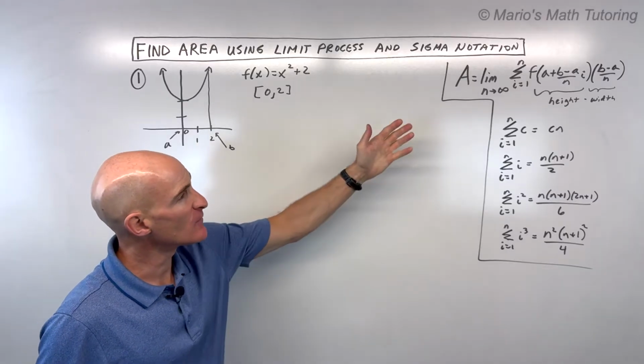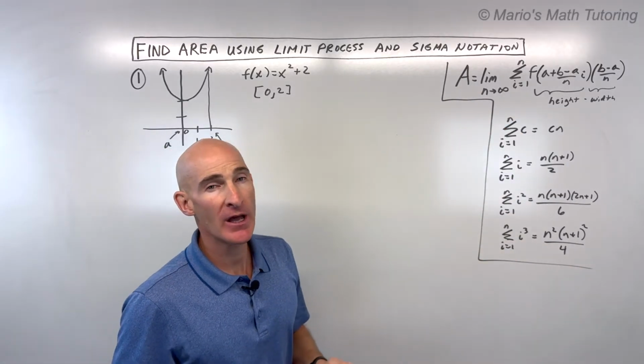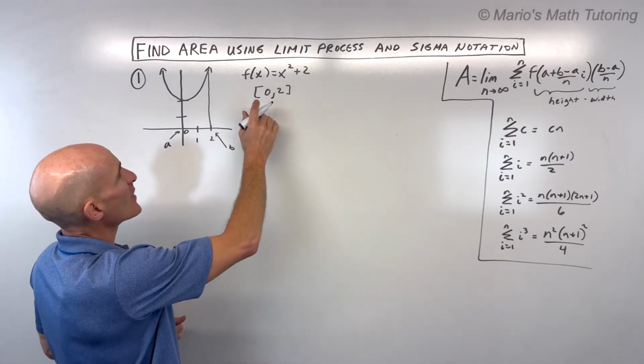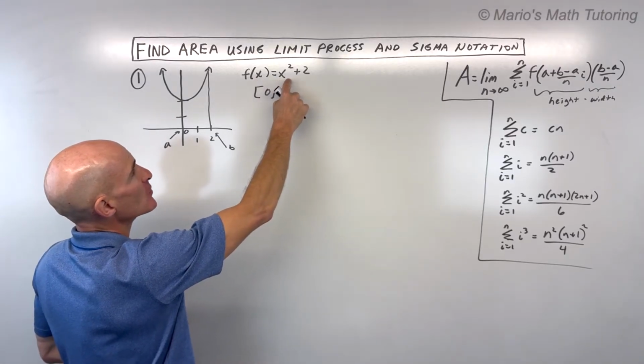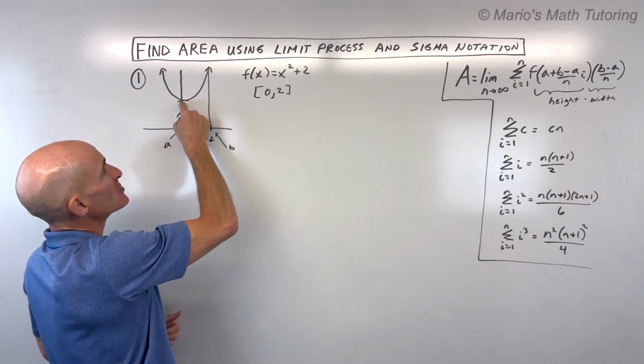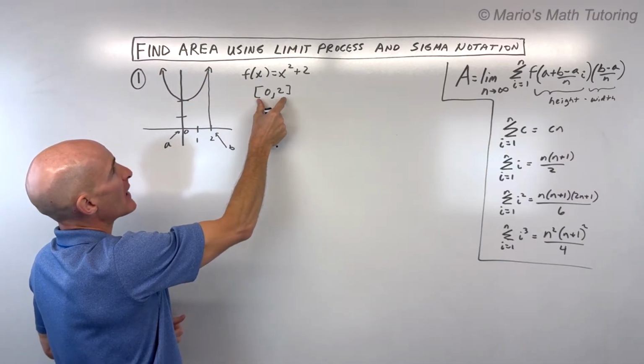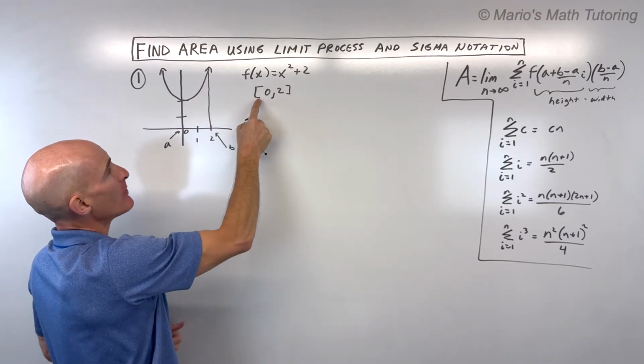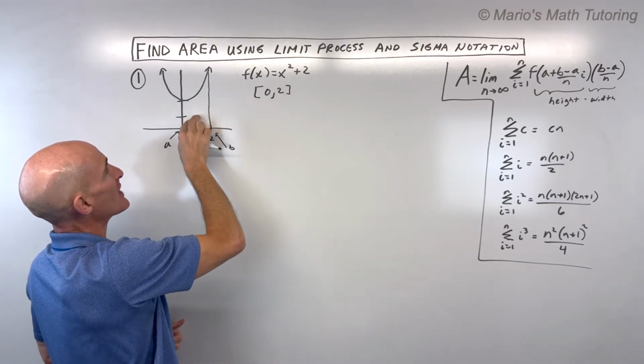So we're going to be using these formulas right here. I'll explain how they work. And first thing we want to do is look at this function f of x equals x squared plus 2. That's a parabola that's been shifted up 2. And what we're going to do is find the area underneath that parabola between 0 and 2. That's this region right here.